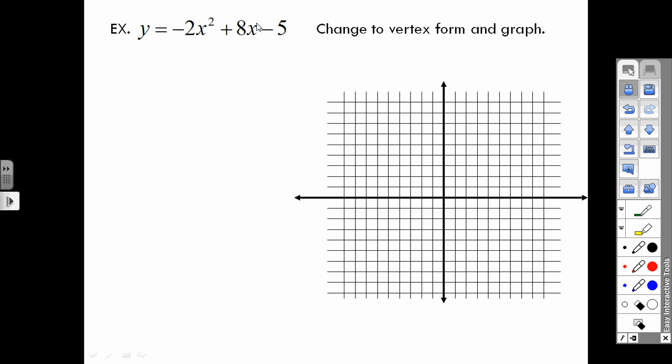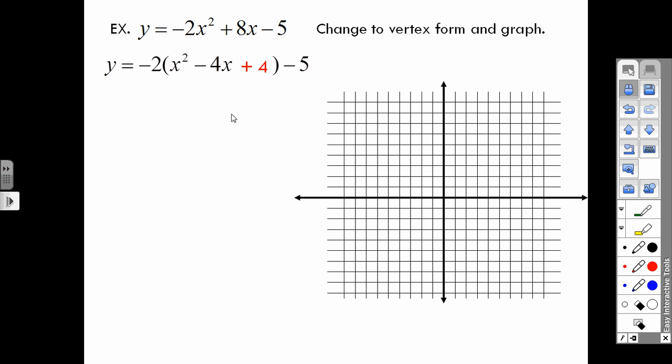So what I'm going to do is I'm going to only look at these two terms that have x, the quadratic and linear term, and I'm going to factor out this -2. So it's going to end up looking like this. And remember, 8 divided by -2, that turns into a -4. And then I'm going to complete the square just on this quantity right here. So half of 4 is 2, 2 squared is 4, so I'm going to add 4 inside the parentheses.